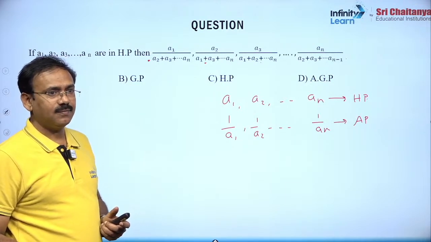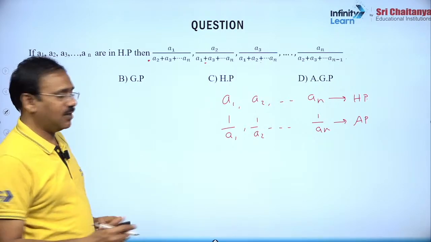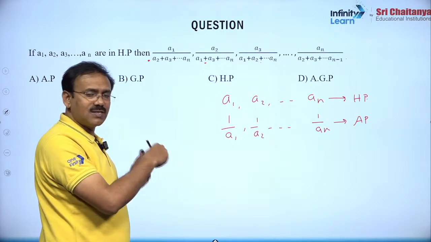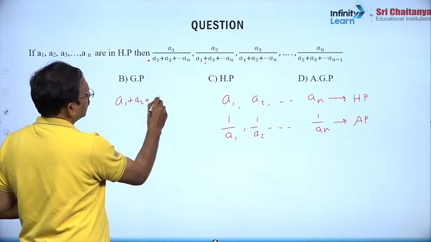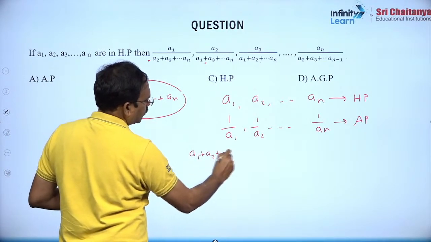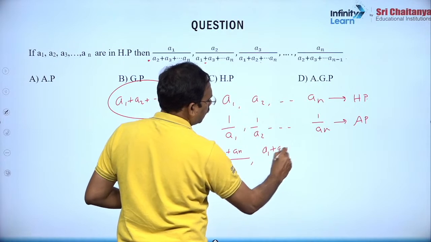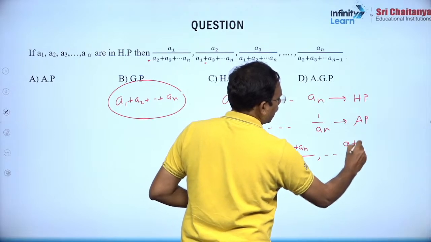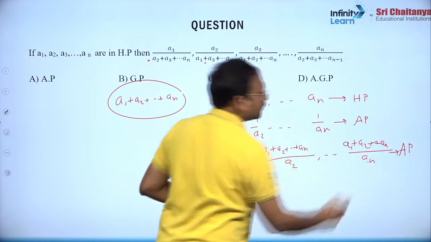No need, we can do it simply like this. See, if you multiply a particular AP with a number, it will still be in AP. So multiply the entire AP with A1 plus A2 plus and so on AN. We just multiply. So this becomes A1 plus A2 plus and so on AN by A1, A1 plus A2 plus and so on AN by A2, and so on, A1 plus A2 plus and so on AN by an. This will also be in AP.